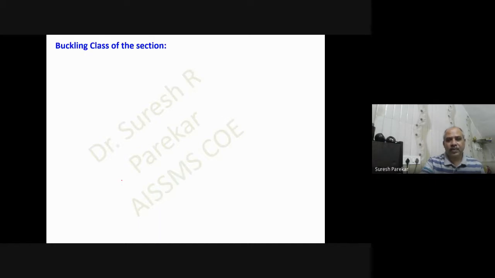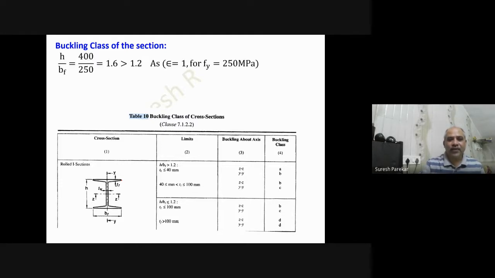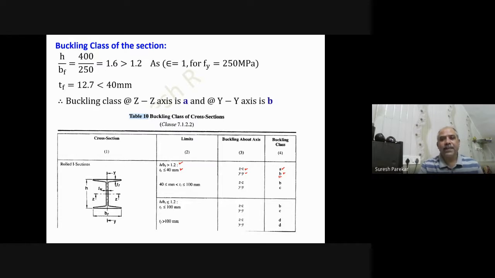Now we have the buckling class of this section. We have to use table 10, and by using table 10 we are going to classify the buckling class. So we have a rolled I section. First H by BF, we have 1.6, which is greater than 1.2, so this criteria is satisfied. And then TF is 12.7, less than 40, so this is also satisfied. So buckling about ZZ axis, we have A, and about YY axis, we have B. So minimum we have B, so we will go for buckling class B.